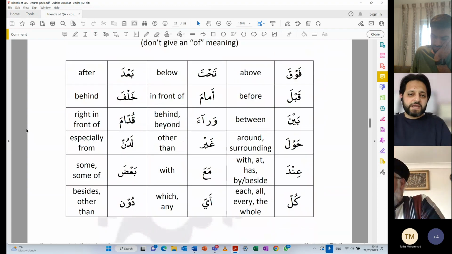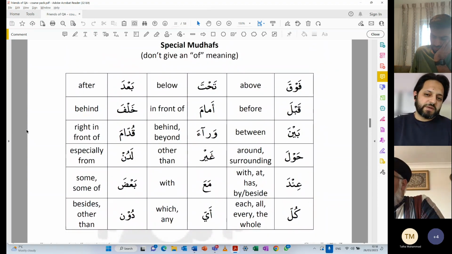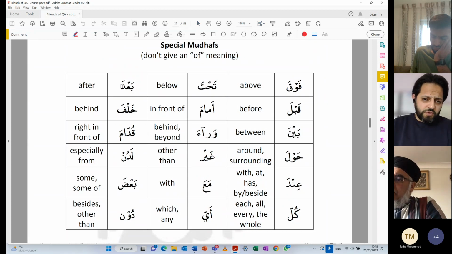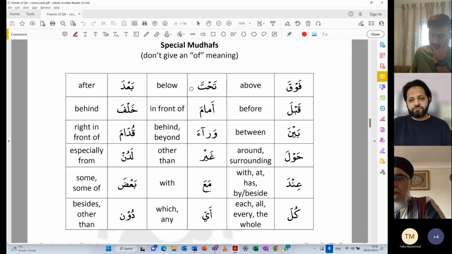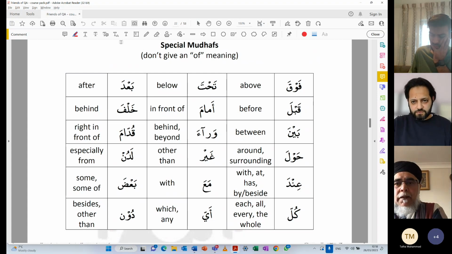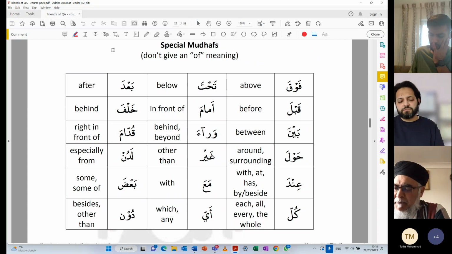Right. So on page number 22, you see these special mudafs mentioned, which I'm also sharing on the screen. Probably you have heard about tahta, min tahtiha al-anhar. You might have read that quite a lot in the Quran. Tahti is a jar form of this word tahta. Tahta means below. Tahtiha al-anhar means below it, the rivers flow.